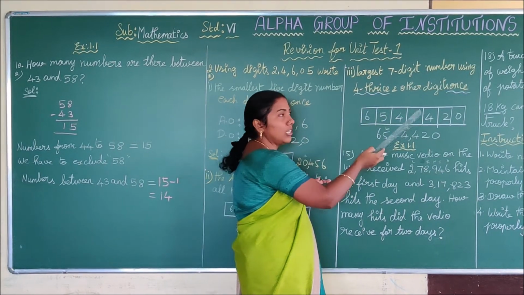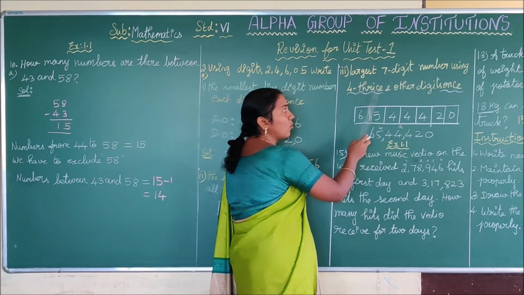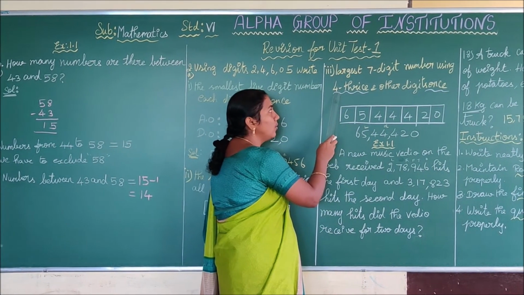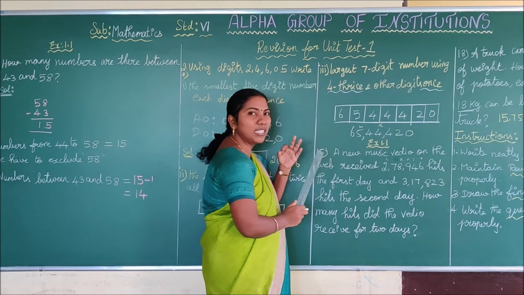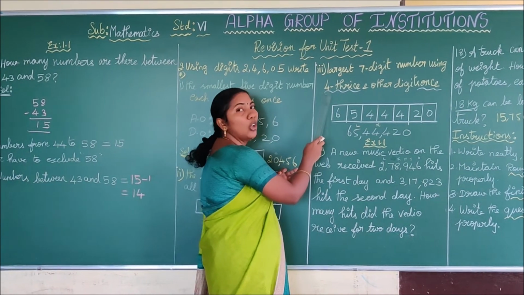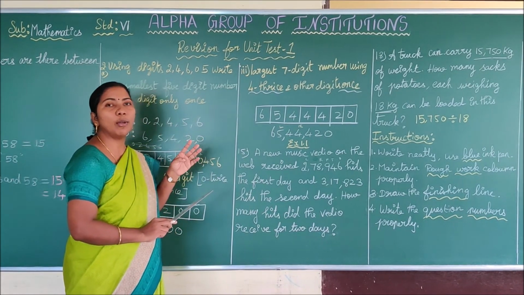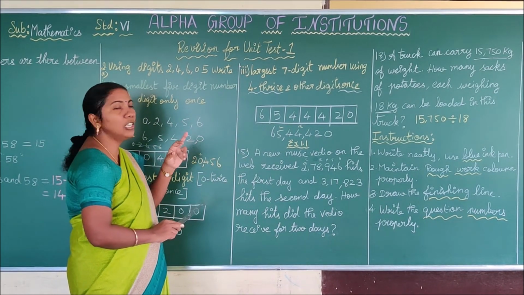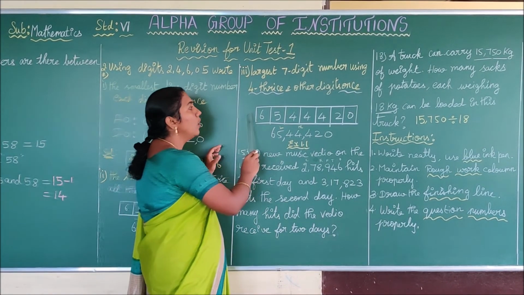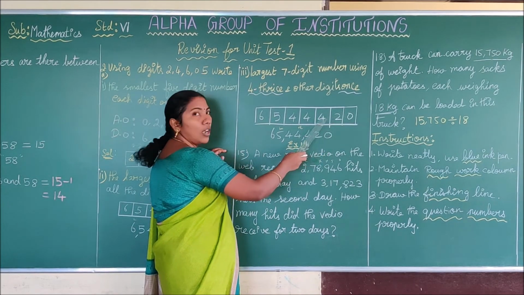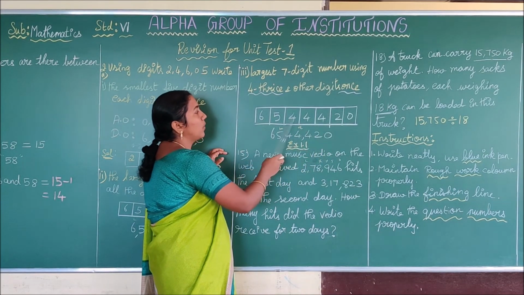The condition is using 4 thrice. Thrice means 3 times, you have to use the number 4 three times and the other digits only once. So first you have to form the box which contains 7 columns, that is 1, 2, 3, 4, 5, 6, 7.